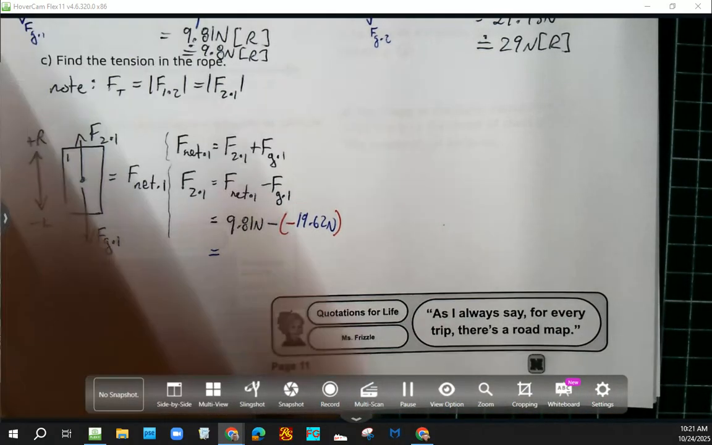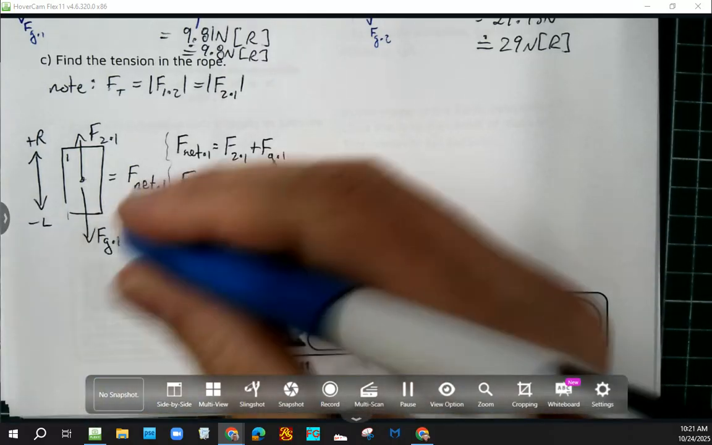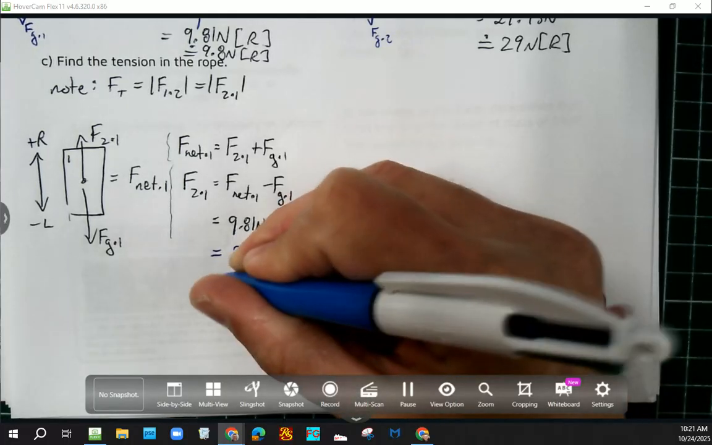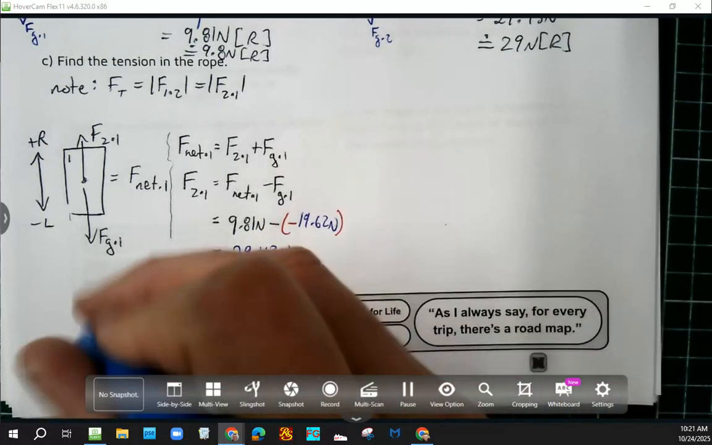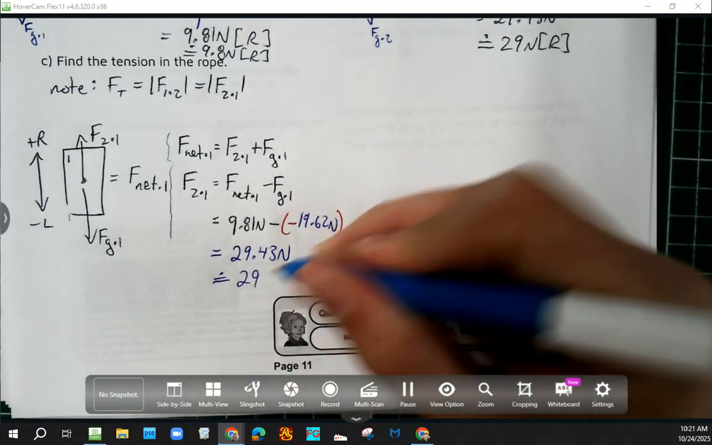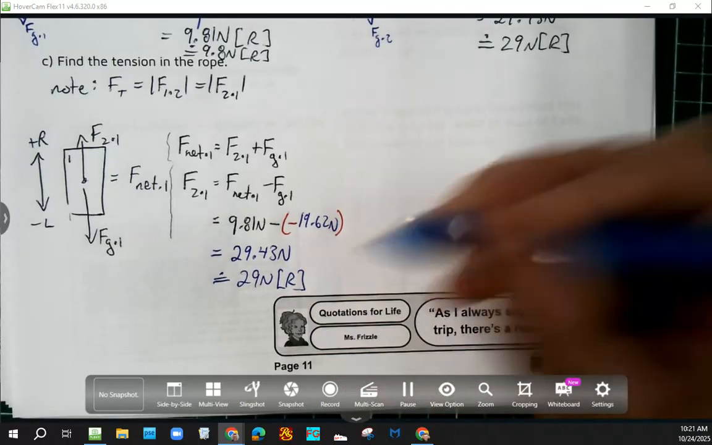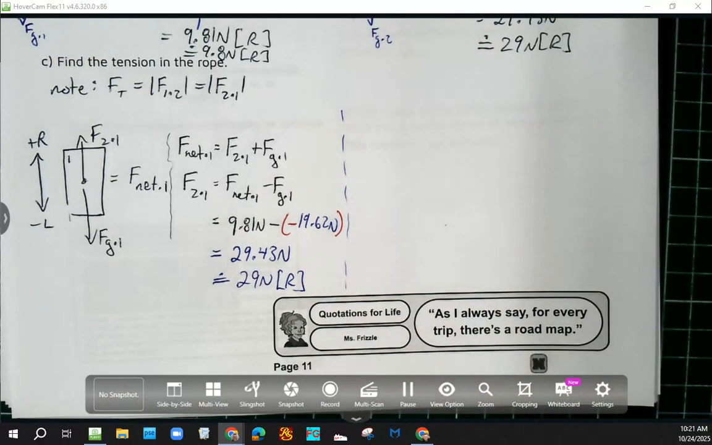And somebody help me out. What's 9.81 plus 19.62 newtons? Yes, sir. 29.43. Nice, 29.43 newtons. And then, of course, we could round this off to two significant figures, so approximately 29 newtons. And since it's positive, it's to the right. Now that could be our answer. We could just say, well, the answer is 29 newtons. The tension is 29 newtons.